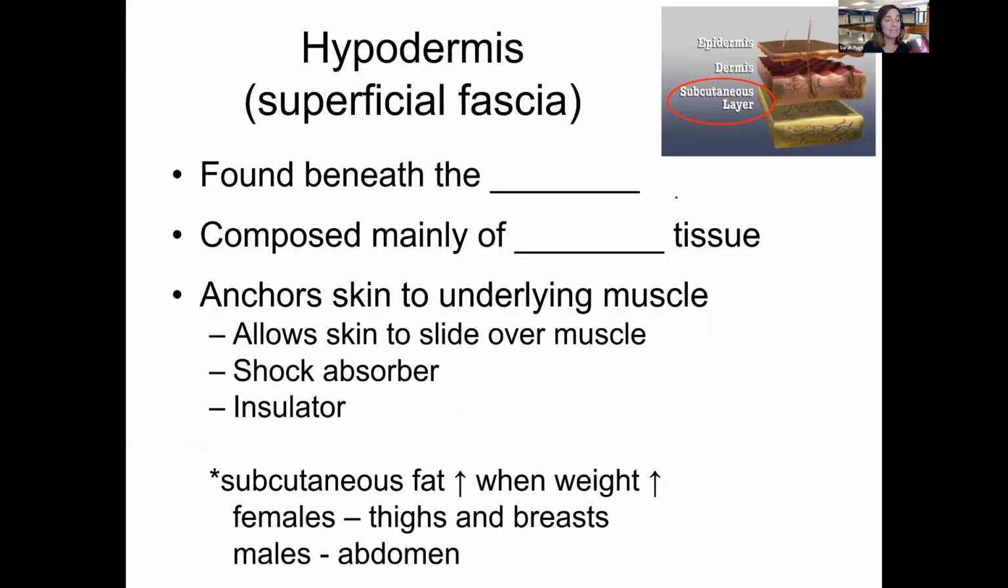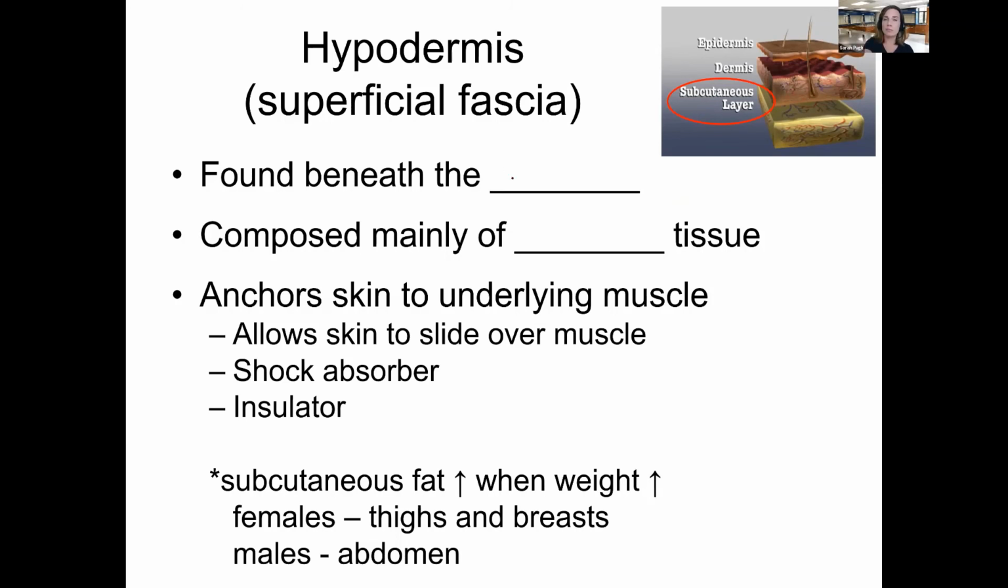Now, the last layer of our skin that I'll walk you through is the hypodermis. Again, some books don't even consider this as part of your skin. They say it is subcutaneous, that it's under your skin. So your skin is basically just the epidermis and the dermis, and this layer of fat down here is not really part of your skin. So your book classifies this layer as the hypodermis.